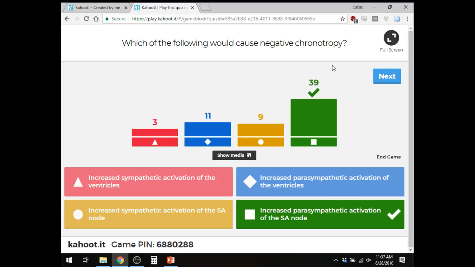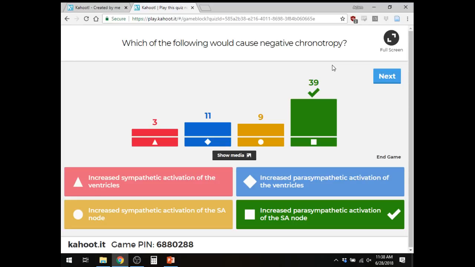Increased sympathetic activation of the SA node would do what? Speed up the heart, right? So that would be a positive chronotrope. That would not be the correct answer. And in that case, what would the neurotransmitter be? Norepinephrine, right? So norepinephrine from the sympathetic nervous system, activating what receptor? Beta 1, right? Beta 1 is always going to be the primary one in the heart. It's going to be increasing the chronotropy there.